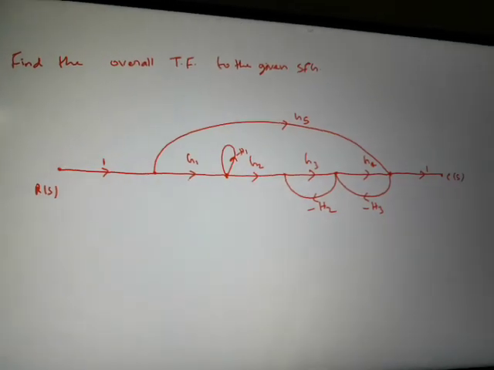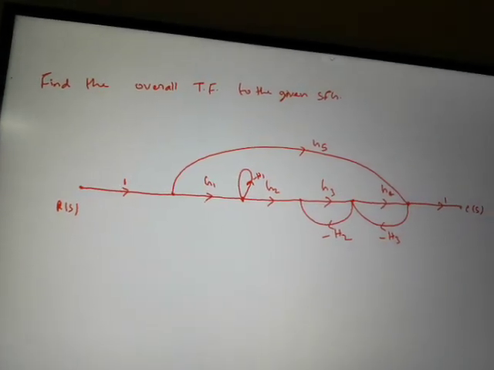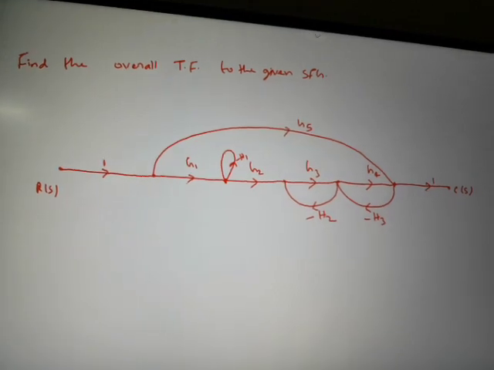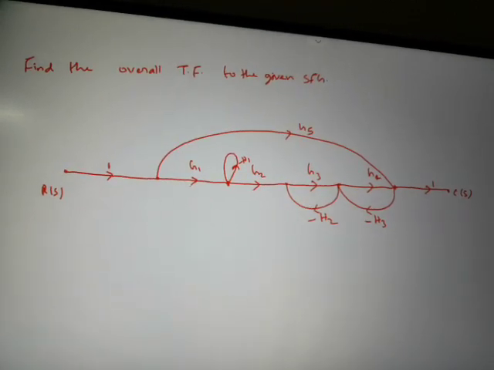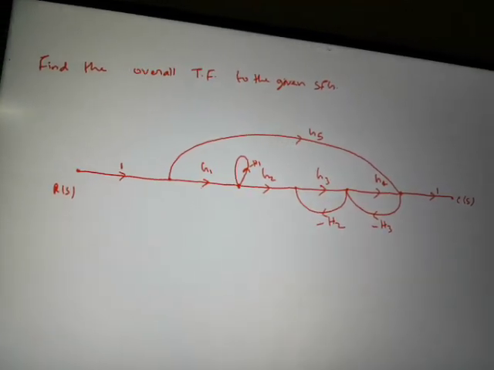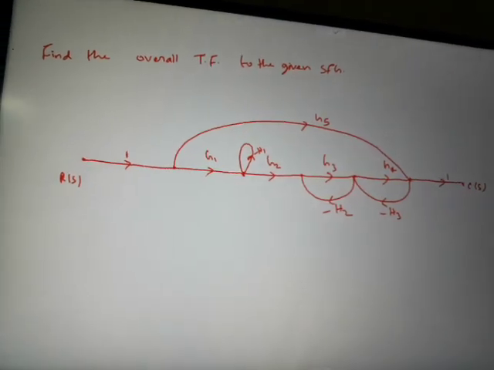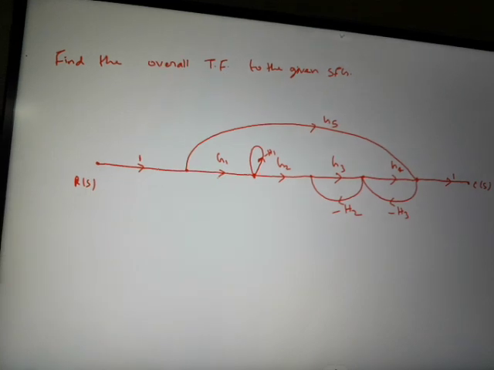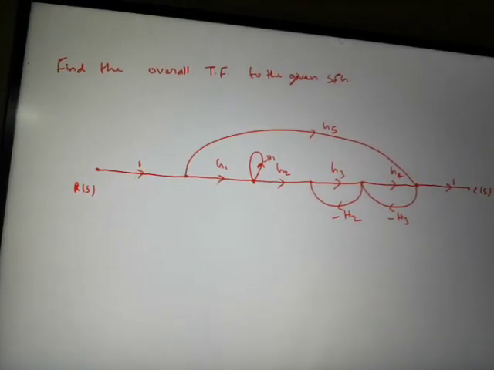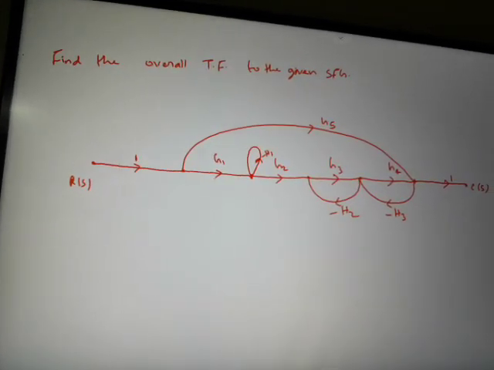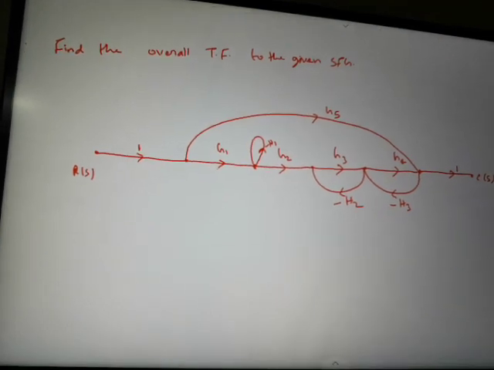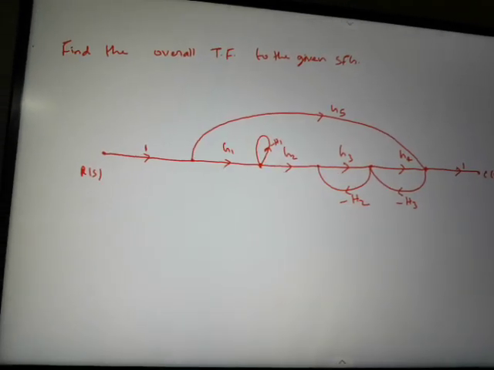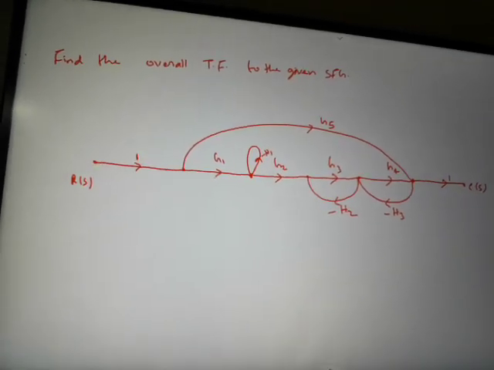For this SFG we have to find out the overall transfer function. Okay, we have a given SFG. For this SFG we have to find out the overall transfer function with the help of Mason's gain formula. Okay, now first we have to find out how many forward paths there are and what the forward path gains are, and how many loops, their loop gains, and how many two non-touching loop gains.